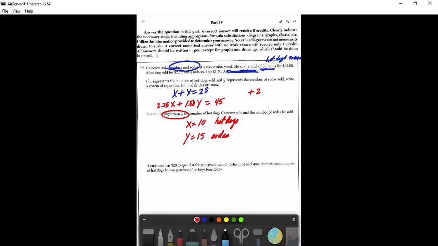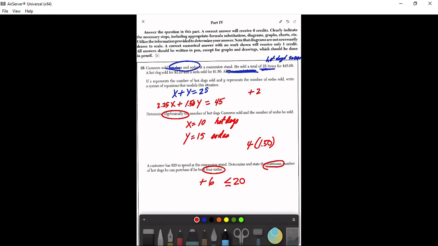Now, I'm going to do it algebraically. It says he has $20 to spend at the concession stand. So right? Now we know we can't go over that. And whenever you see the word maximum, usually that means or implies that you're going to be dealing with an inequality. So we can go up to $20, but we can't go over. Now, they said that he bought 4 sodas. So remember, 4 sodas, and each soda costs $1.50. So 4 times $1.50 is $6. So he has $14 left.